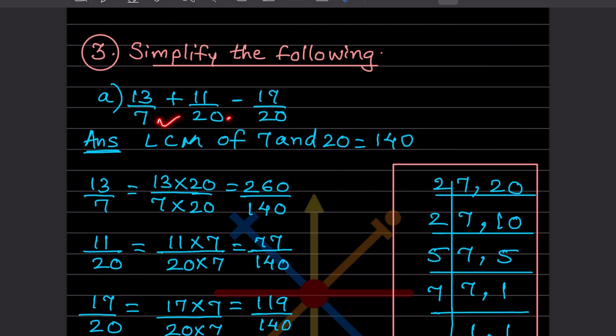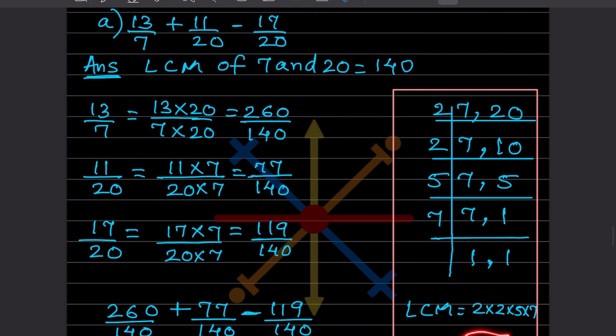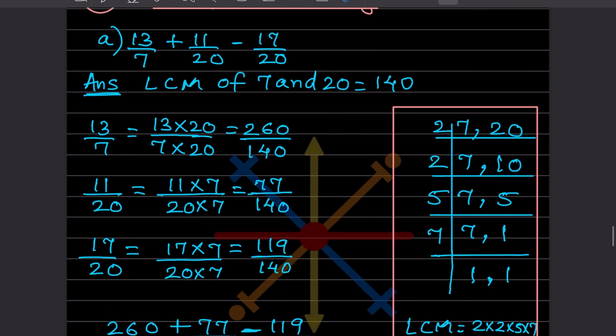So you will take 7, 20, and 20. That means you will just take 20 once. Again, you will take the LCM. So LCM is 140. So this actually is nothing because we have done addition and subtraction over here. So here, what are we going to do? 13 divided by 7. So what will you do? The LCM is 140.